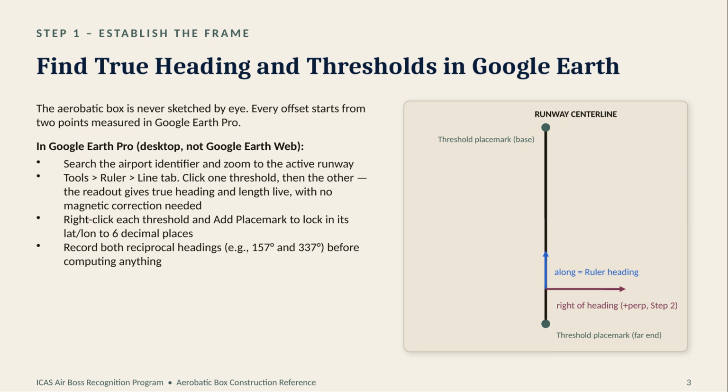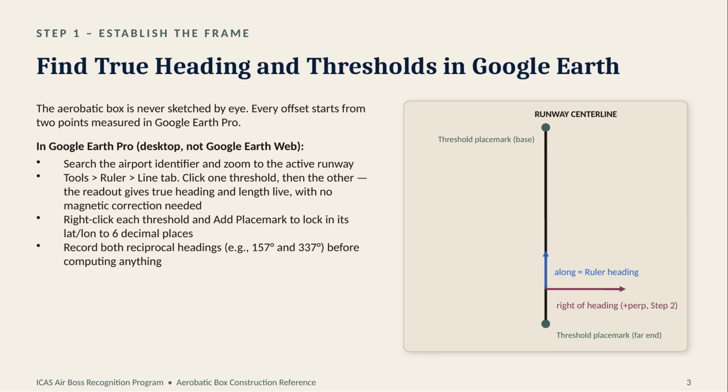Click one runway threshold, then the other. The readout gives you true heading and length live. And again, no magnetic correction is required since Google Earth reports true heading directly. Right-click each threshold and choose Add Placemark to lock in its latitude and longitude to 6 decimal places. That precision matters once you start projecting distances outward. Record both reciprocal headings, for example 157 degrees and 337 degrees, before you compute anything else.